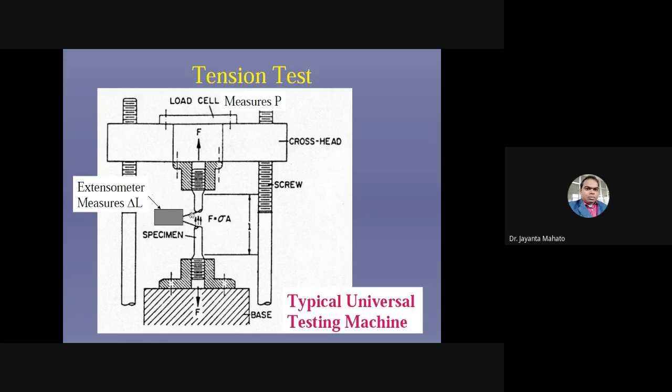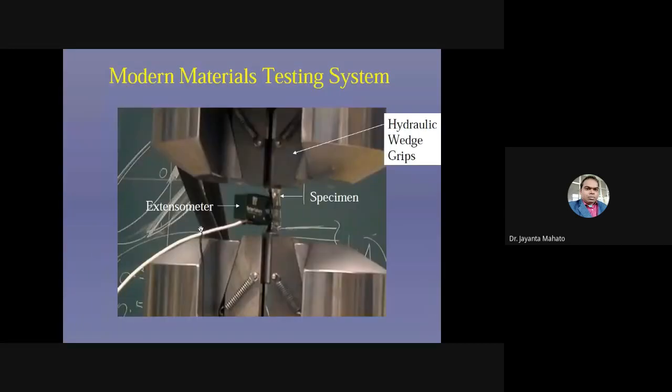Now this crosshead will move downwards, and this specimen will elongate. To elongate this specimen, force is required. If you divide this force by the cross-sectional area of the specimen, you will get the stress value. This is the extensometer, and this is the specimen, attached like this.